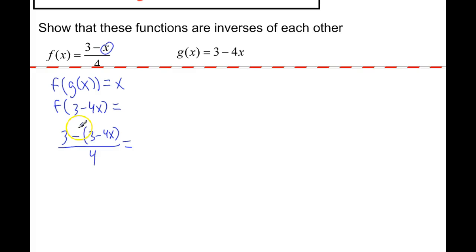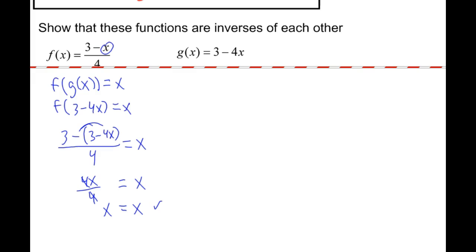So this negative distributes to both terms. You get 3 minus 3, which is 0, and negative 4x is positive 4x in the numerator, divided by 4, and that cancels, and you get x equal to x. So we did get x. We wanted to test and see, again, on the right side here, we just have x. Did we get x? We did. Check. Oh, I have to do the other test as well.